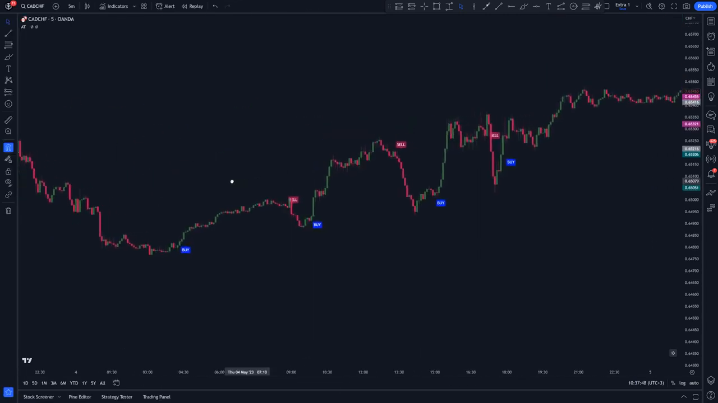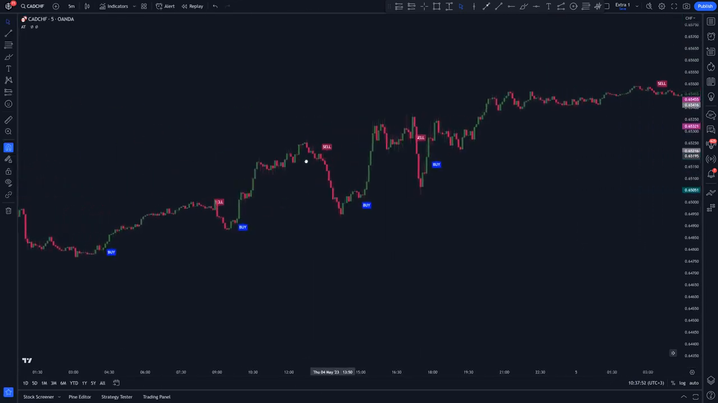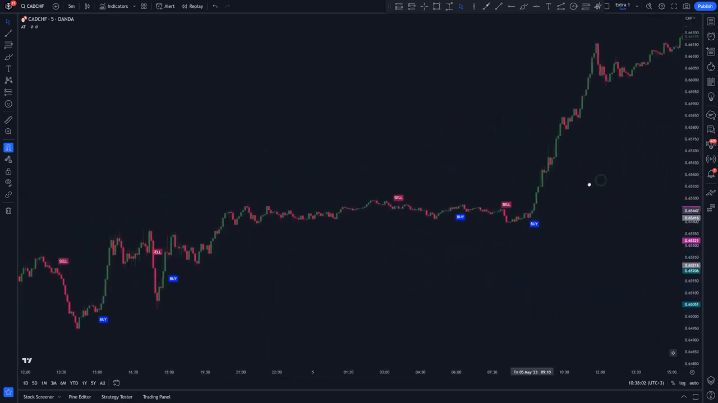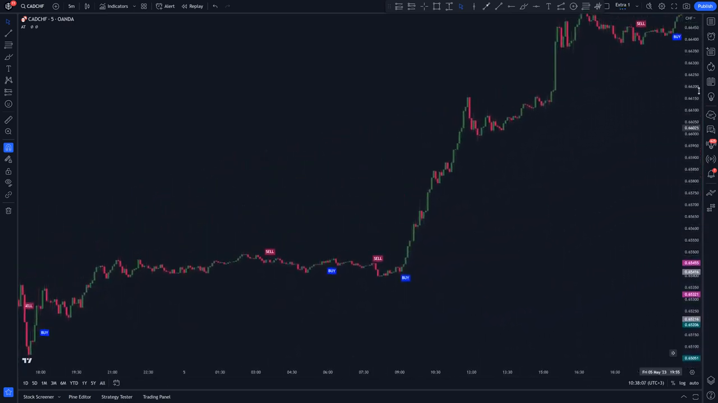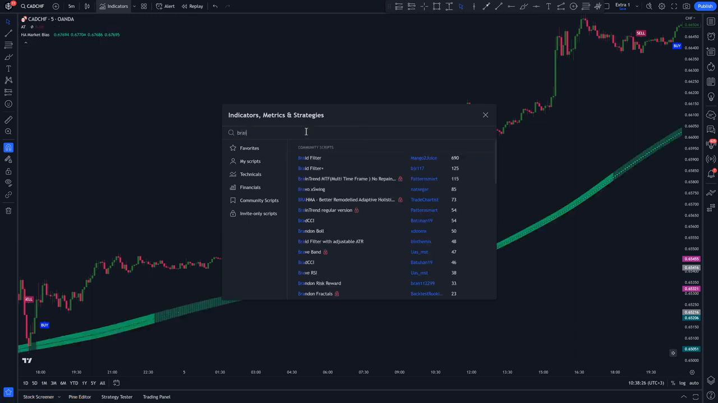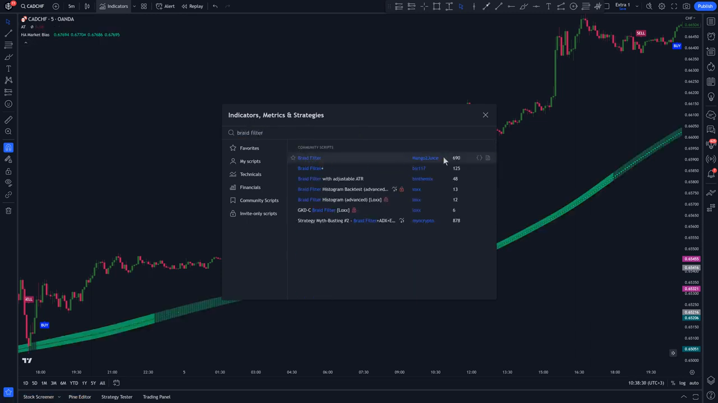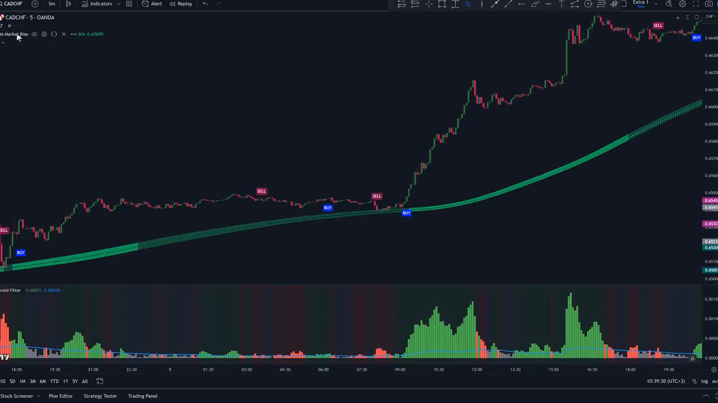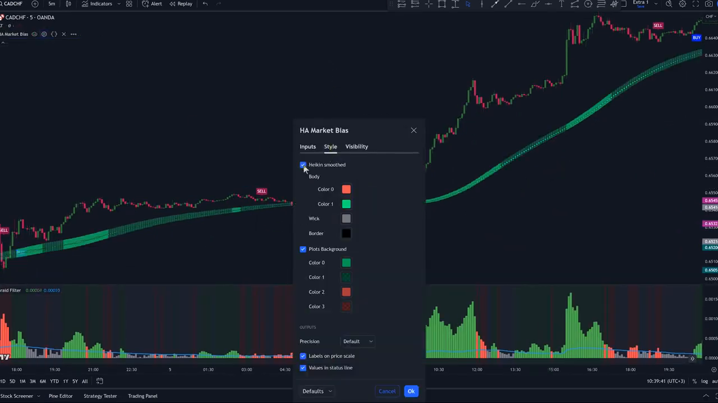Now, to filter out most of the bad signals produced by this indicator, we need to add a volume confirmation indicator as well as a trend confirmation indicator. On the indicator search tab, type in Market Bias, this one by Professor X. Next, type in Braid Filter, this one by this guy. Then let's access the settings of each of these 2 indicators and modify them to suit our strategy.